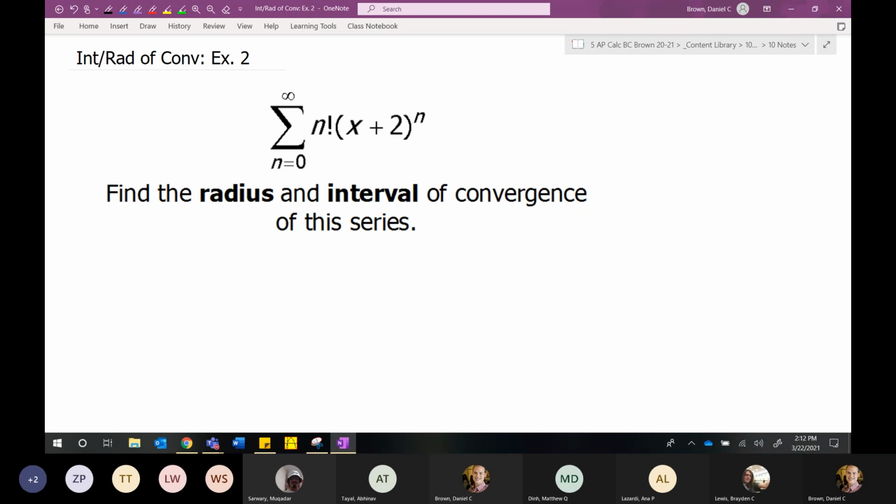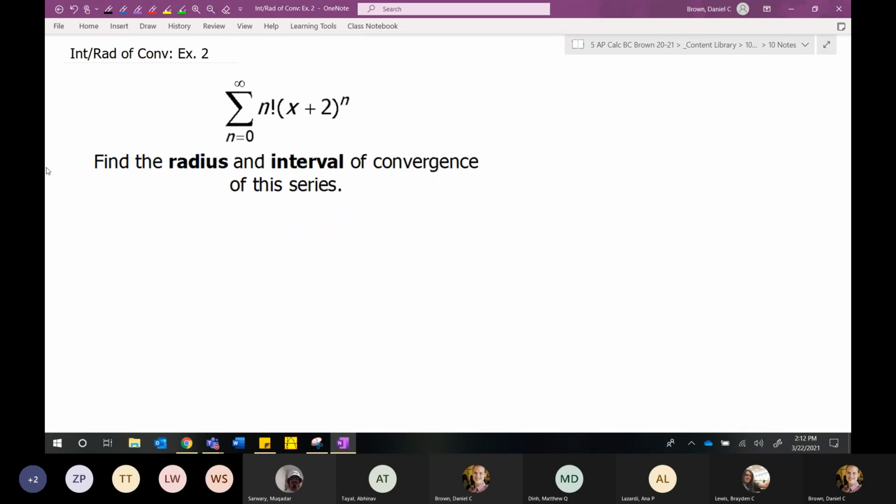When you see a problem like this asking for the radius or interval of convergence, what test are you most likely going to start off with? Ratio test. Sometimes you can use the geometric one. I automatically see a factorial there, so not a geometric one. Don't be lazy. Let's go ahead and write out the limit statement.